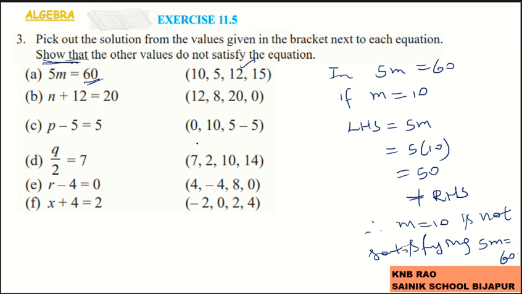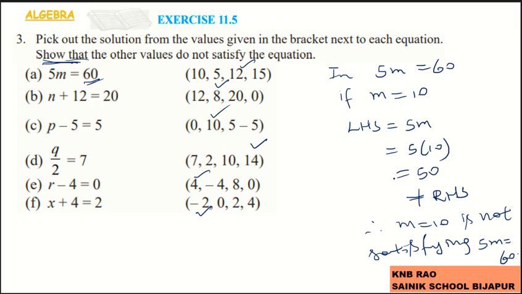So this entire work I am giving as homework. I will just show you which is the right answer. N plus 12 equals to 20, obviously 8 plus 12 equals to 20. P minus 5 equals to 5, obviously P should be 10, 10 minus 5 equals to 5, then only. Q by 2 equals to 7, then Q must be 14. R minus 4 equals to 0, that means R must be 4. X plus 4 equals to 2, then X must be minus 2. So these are the solutions, the rest of them are not solutions. You have to show why they are not solutions, like this, by writing.